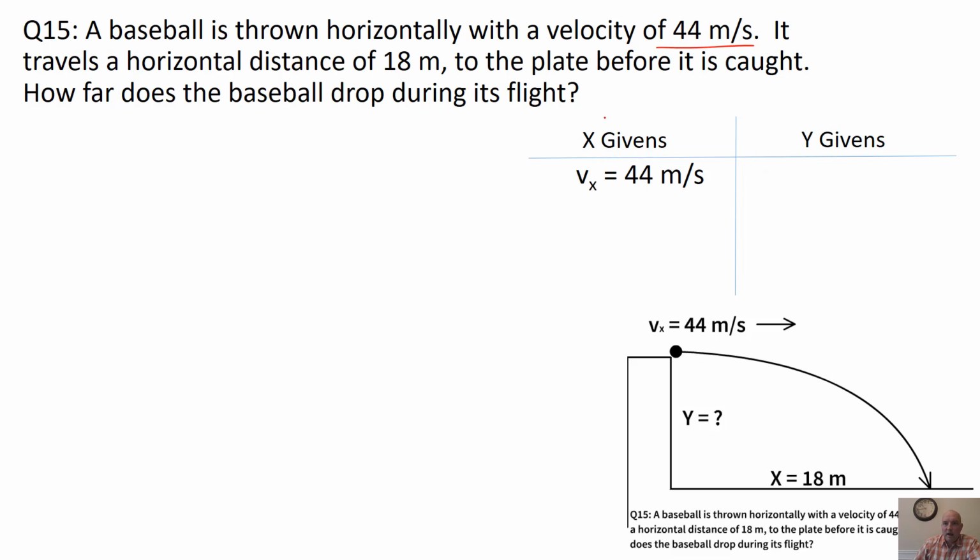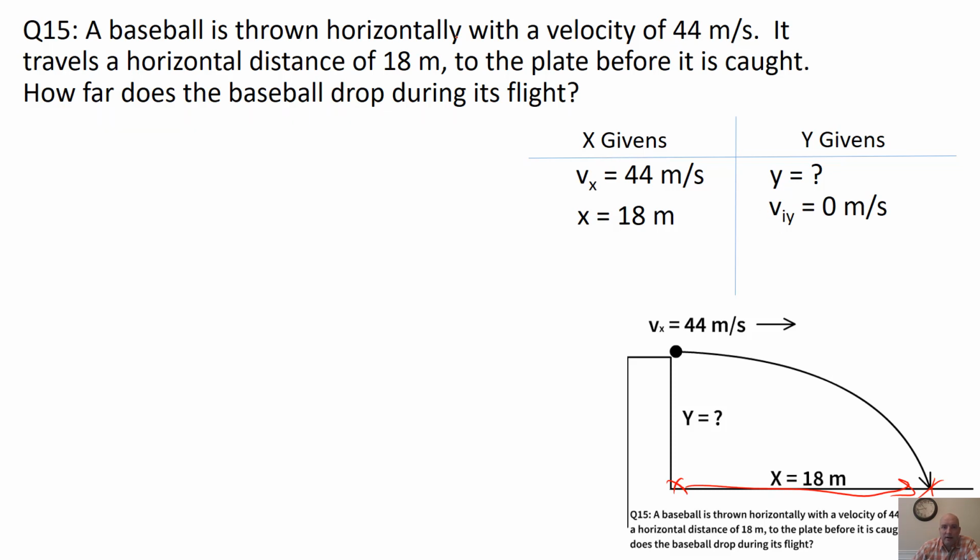We're horizontally thrown forward at 44 meters per second, so that's going to be a Vx. It travels a horizontal distance to the plate before being caught. So it's telling you this, but it's really going to be the same as having that information right here as 18. So it's going to travel 18 meters forward. There goes the 18. And then other information, we're asked for how far does the baseball drop. So we're asked for y.